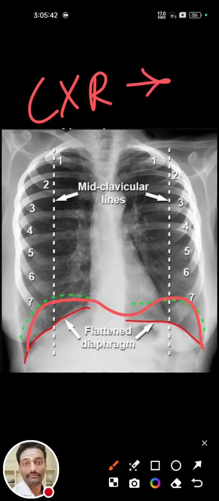Next, see the bones. The 12 ribs intact, clavicle, scapula, and spine: no fractures or lytic lesions. Any bone deformity we should check. Normal soft tissue shadows, no subcutaneous emphysema, and no masses have been seen.